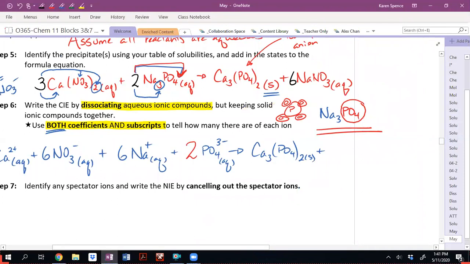So let's see. Now we have 6 Na, 6 Na plus, 6 NO3. Anything missing there? Charges. That's Na plus, that's NO3 minus. Anything else missing?